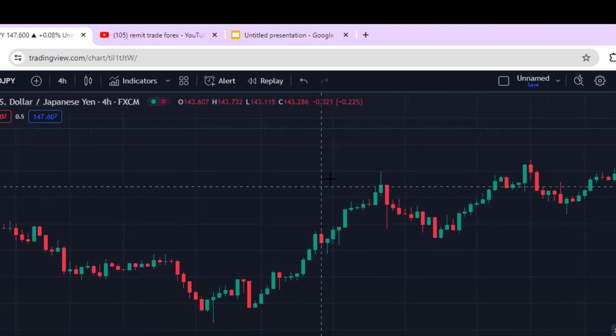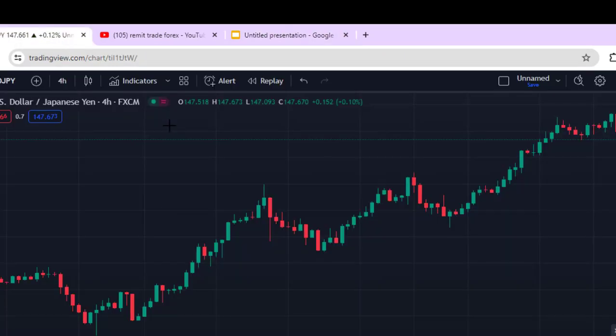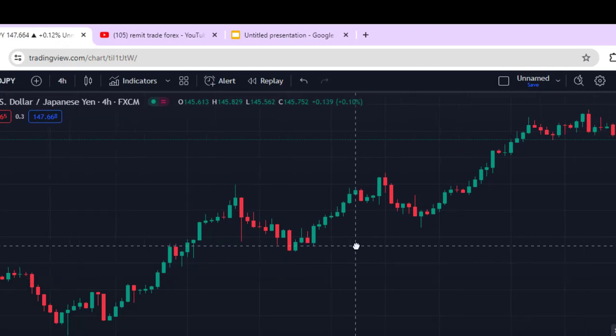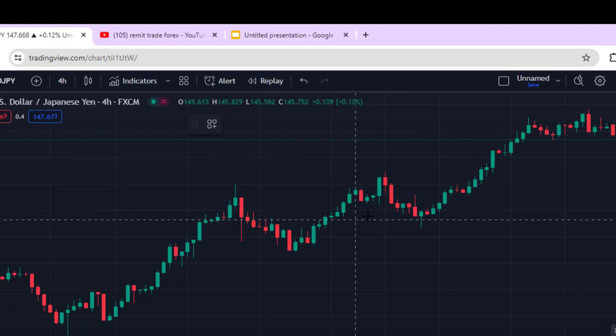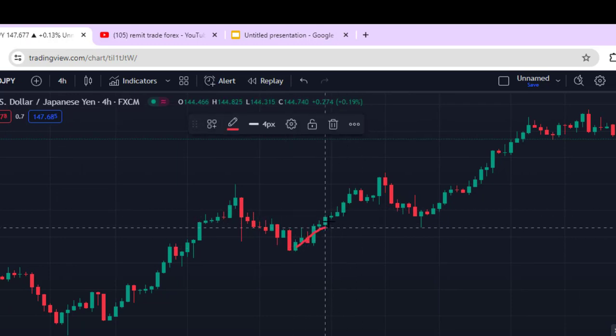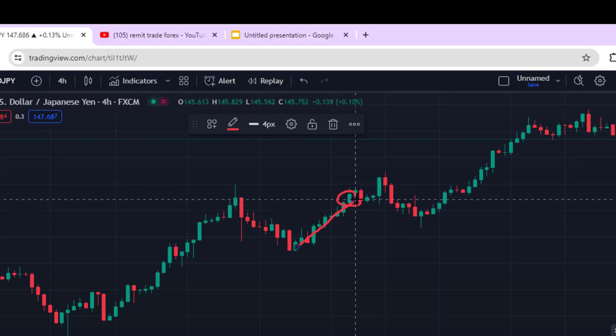What that means is that breakout of higher high and lower low, that is higher high in terms of an uptrend and lower low in a downtrend, is not the best kind of breakout that you should be looking out for on your chart. And the reason is because before you take the trade on the breakout position, the market has been moving all the way from here before the breakout happened at this very point. So it means that you are already entering the market late after the breakout.